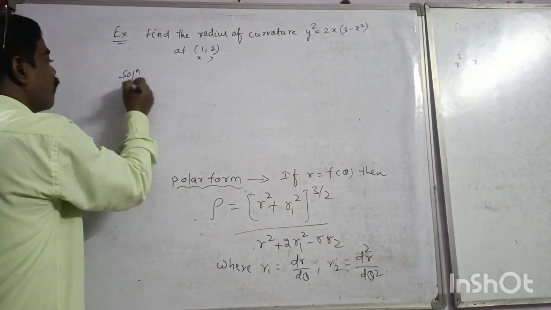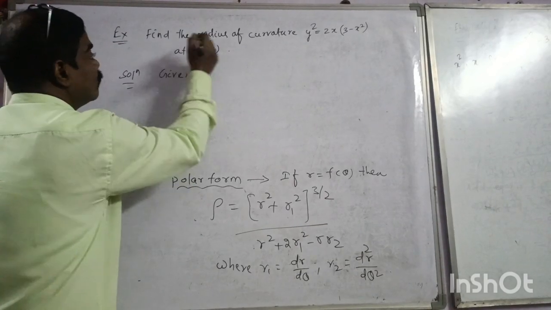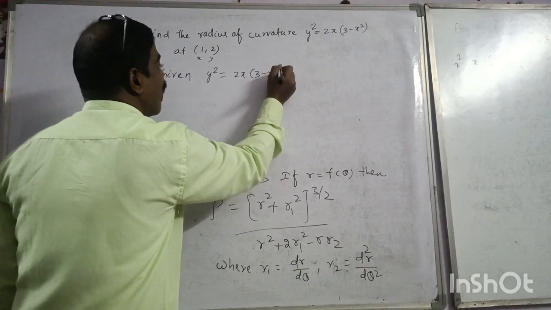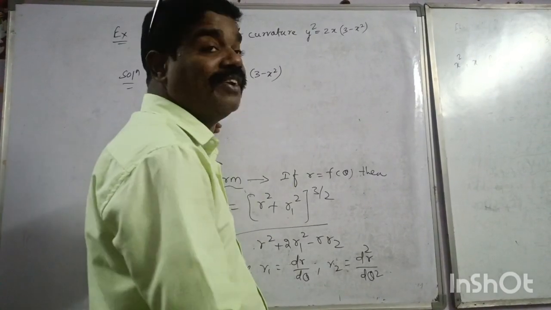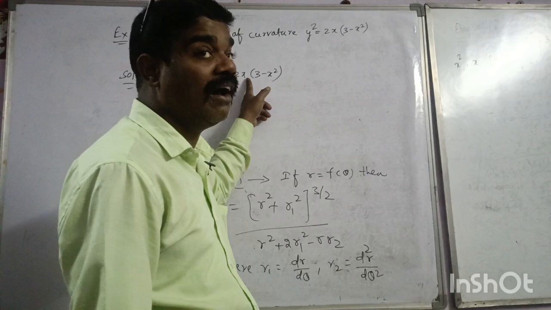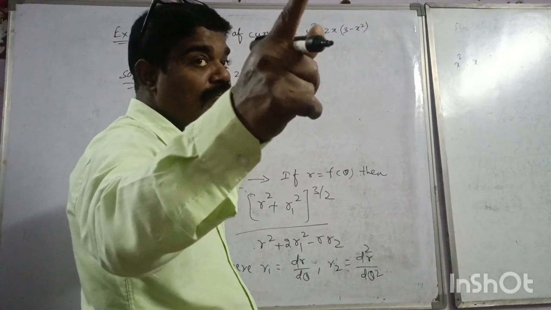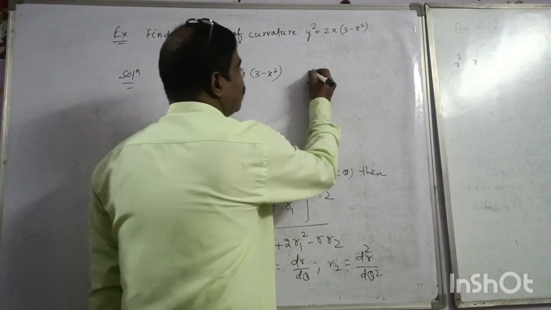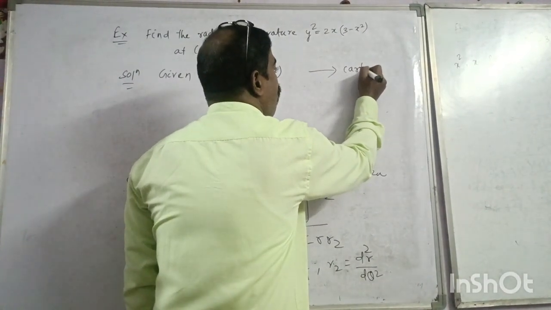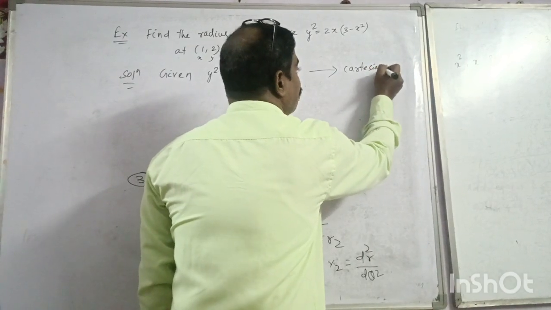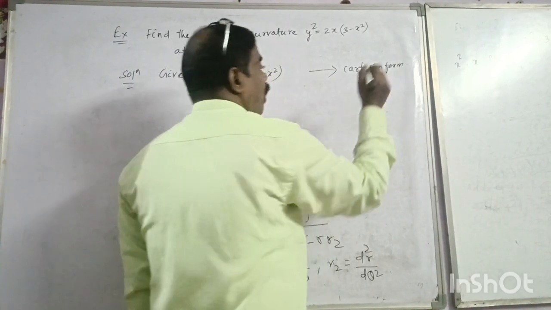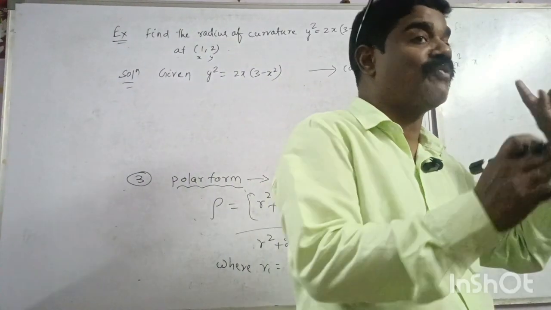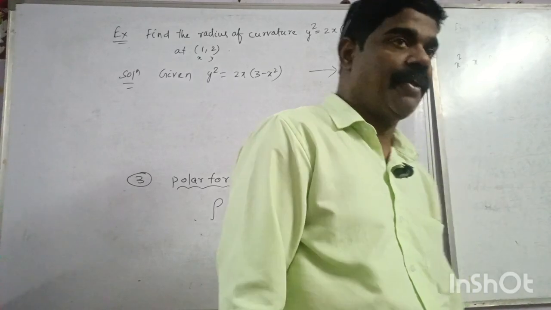Solution. Given y square is equal to 2x into (3 minus x square). Can you tell me which form this is? The relation between y and x, I told you the first form. Cartesian form. Remember the formula. Forms are very important. Cartesian form is the relation between y and x. Okay? Fine.